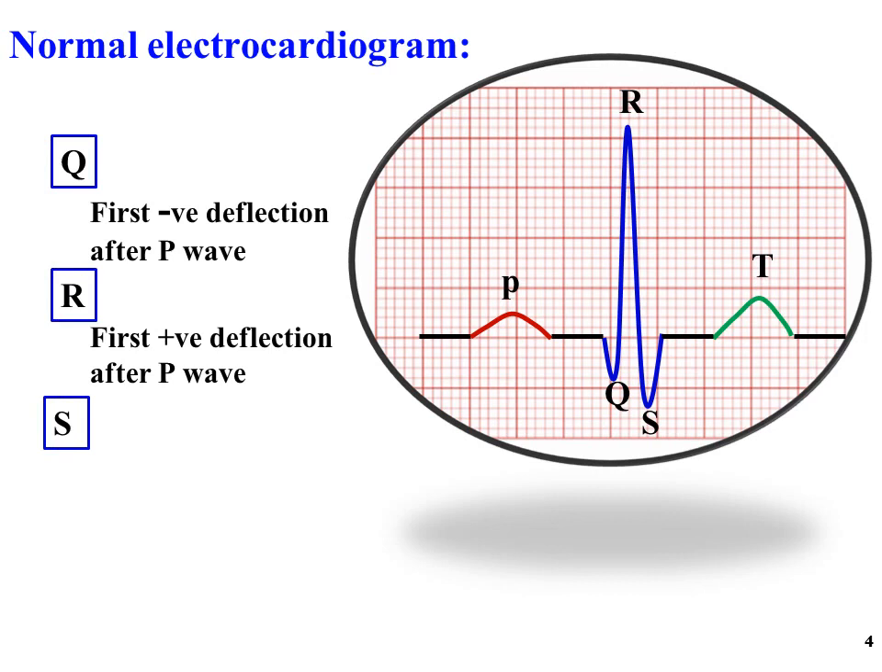R is the first positive deflection after P wave.